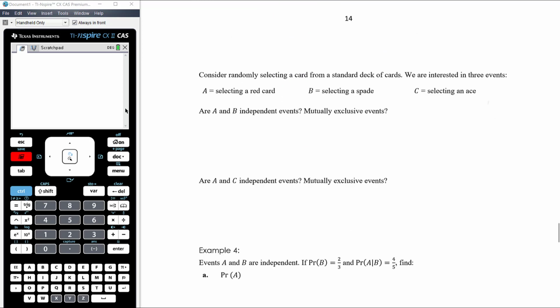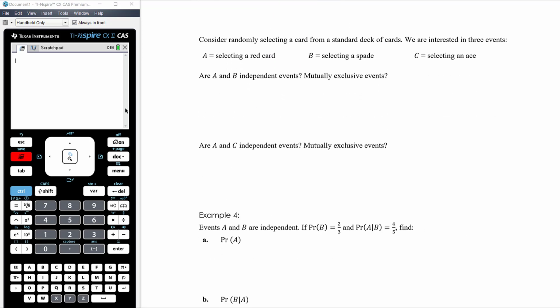Okay, so let's consider randomly selecting a card from a standard deck of cards. Just to be clear, a standard deck has 52 cards divided into 4 suits: hearts, diamonds, clubs and spades. Hearts and diamonds are red, clubs and spades are black, so half the cards are red, half the cards are black. Each suit is divided into 13 cards: 2, 3, 4, 5, 6, 7, 8, 9, 10, jack, queen, king and ace. So if we consider randomly selecting a card from a standard deck, we're interested in 3 events: A, selecting a red card, B, selecting a spade, and C, selecting an ace.